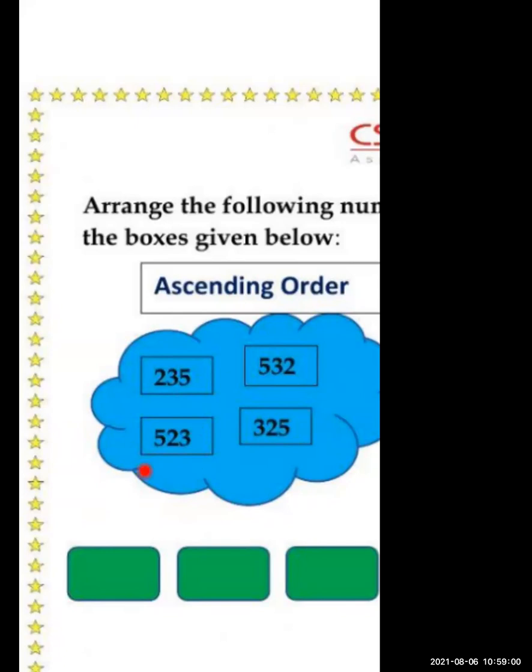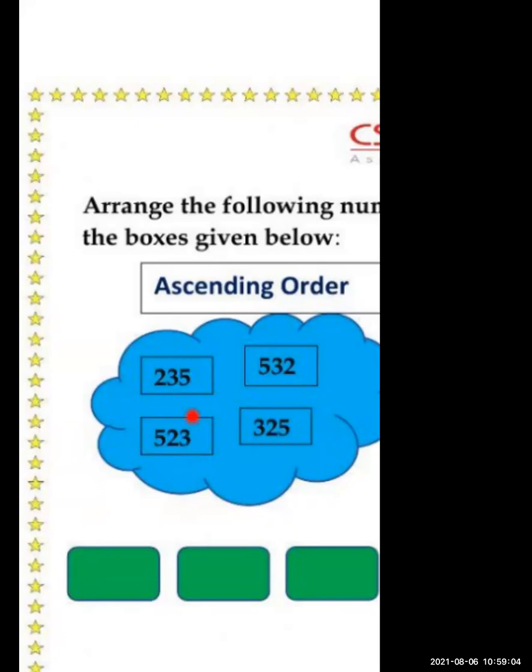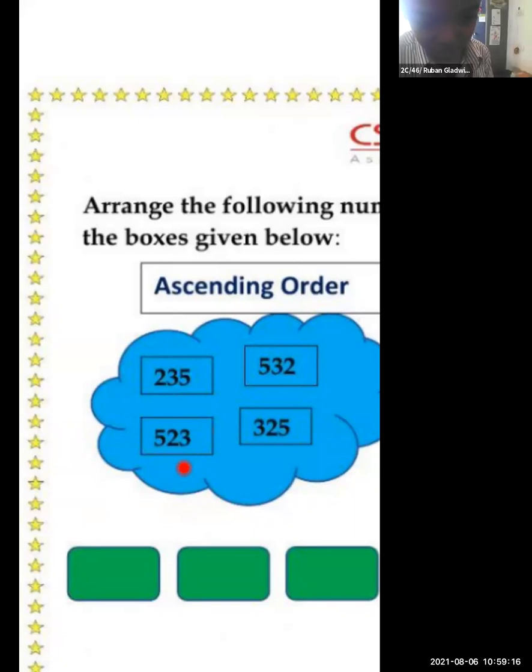Next number is 523. 5 is the hundreds place, 2 is the tens place, 3 is the ones place. So how can we read this number? 523.